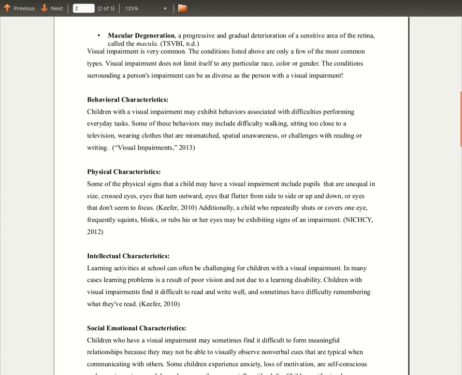Maybe wearing clothes that are mismatched. Children may experience spatial unawareness, maybe running into walls, bumping into things. Challenges with reading or writing. If you have an impairment, it's going to obviously be very difficult to write well or to read well. And some children with an impairment may have a dislike for reading, and it may be just because they're not able to see the book or the words on the pages very well.